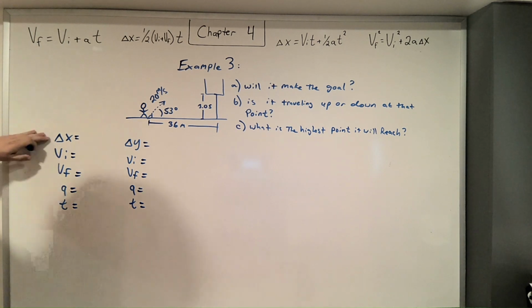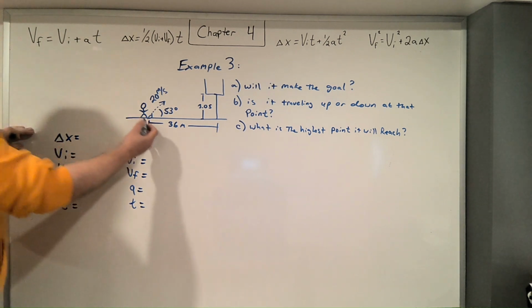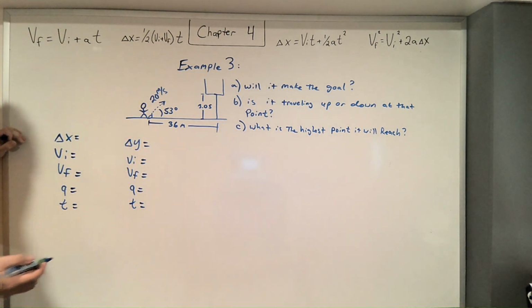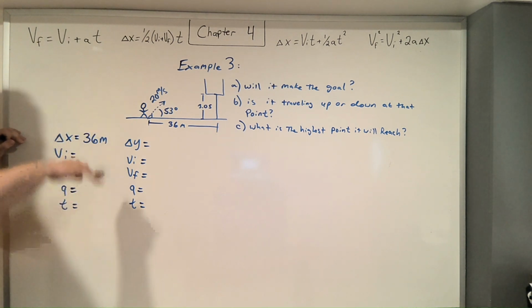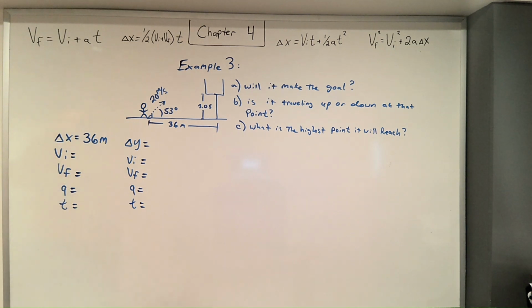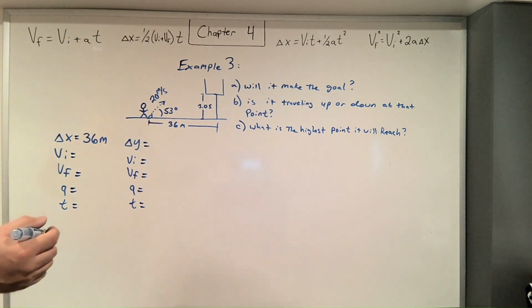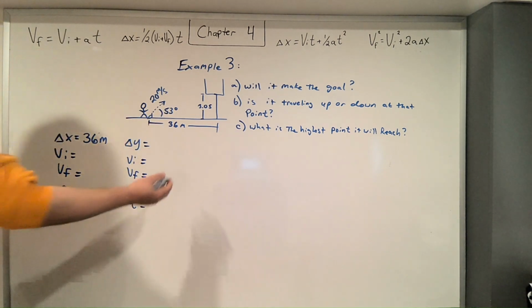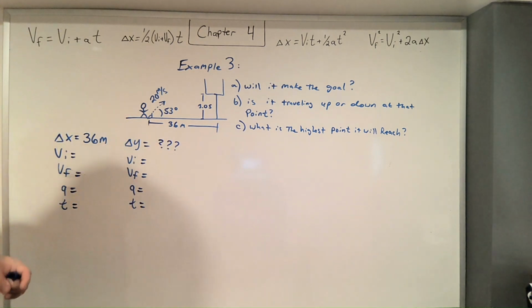So if I look at the x direction, I know now that the change in x is 36 meters away from the goalpost. I will write this down as 36 meters, positive direction, because that's the way it's traveling. Should be fine there. What about the change in y? Is that going to be the 3.05? No, right? Because the 3.05 is the reference.